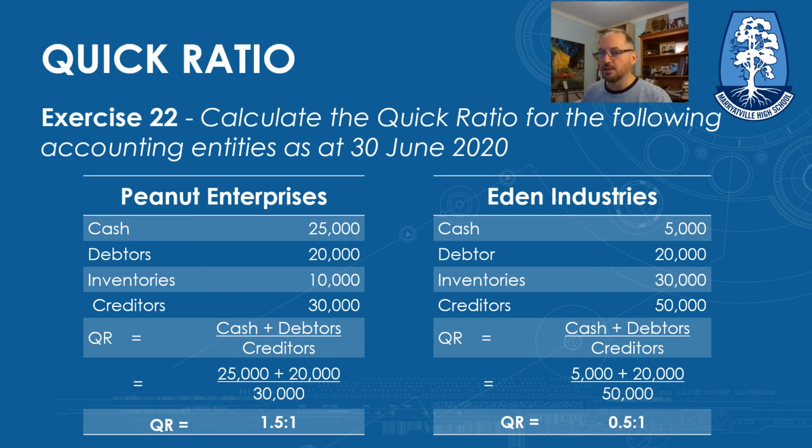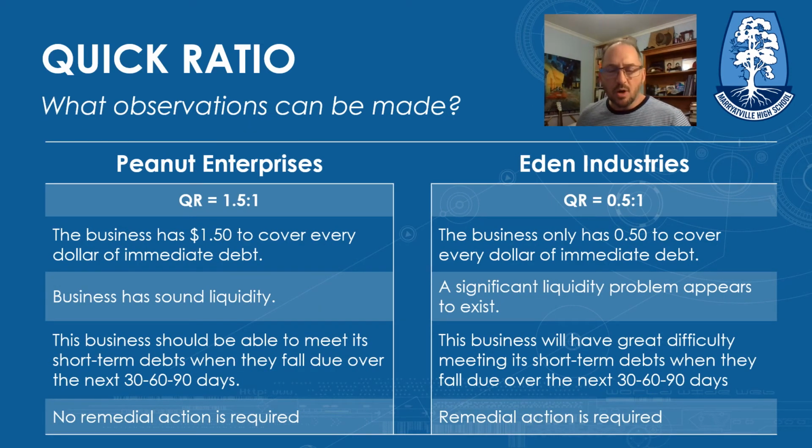Let's interpret these findings. So what observations can we make about the quick ratios of these businesses? Peanut Enterprise has a quick ratio of 1.5 is to 1. What does that mean? That means the business has $1.50 to cover every dollar of immediate debt. Then what does this say about liquidity? This business has sound liquidity. The business should be able to meet its short-term debts when they fall due over the next 30, 60, and 90 days. And is remedial action required? No. No remedial action is required.